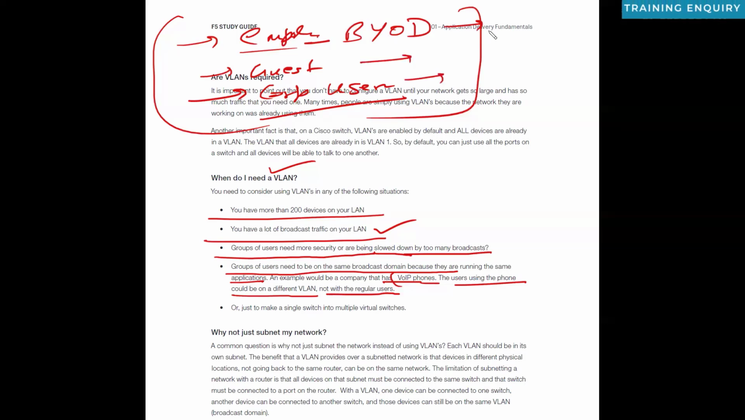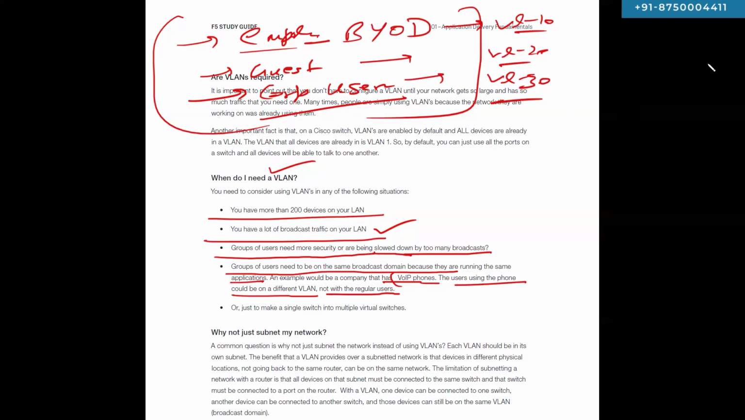Maybe you are using VLAN 10 for BYOD, VLAN 20 for guest, and VLAN 30 for corporate users. So for different types of users or different applications, you can have different VLANs.